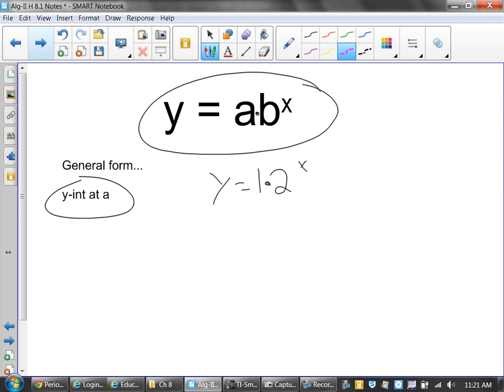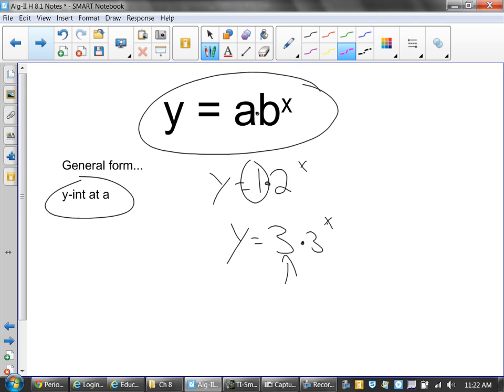If x is equal to 0, that's where your y-intercept occurs. Remember that? If x is 0, what's 2 to the 0 power? 1. What's 1 times 1? There's your y-intercept. Again, think of it this way. Y equals 3 times 3 to the x. What's 3 to the 0? Again, anything to the 0 power is always 1. So if x here is 0, what's your y-intercept? 3. Again, that's that value of a.